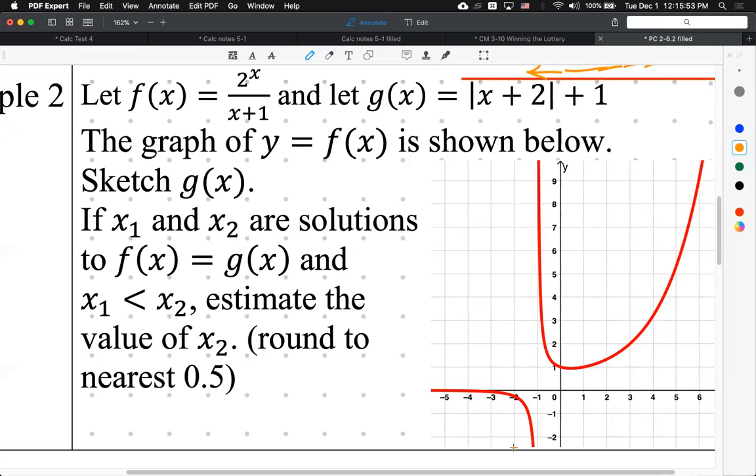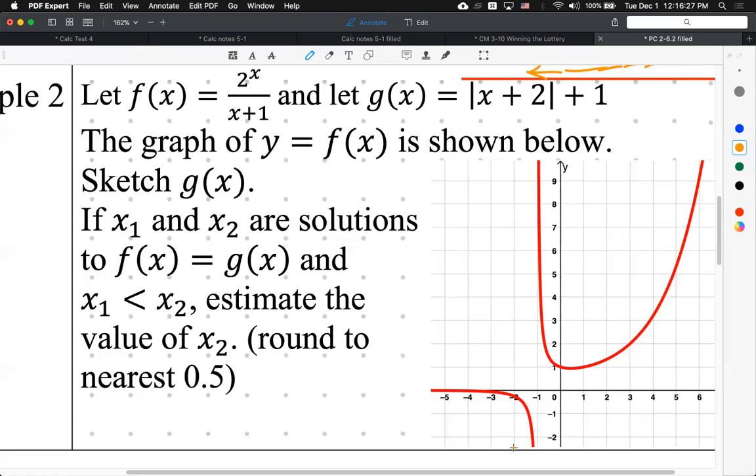We'll see. The graph of y equals f of x is shown below. So f of x, there it is. If x1 and x2 are solutions, that's where the x coordinates of the two graphs cross, and x1 is the smaller, x2 is the bigger. You need to estimate what is x2, what is the bigger intersection, the intersection farther to the right, and estimate within 0.5 units. So first step, graph g of x.